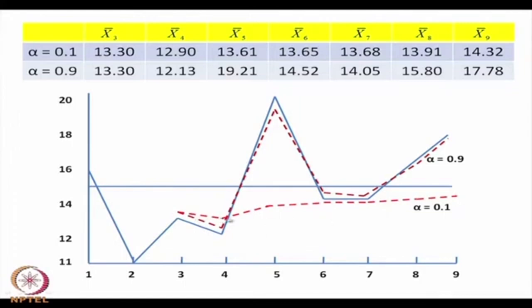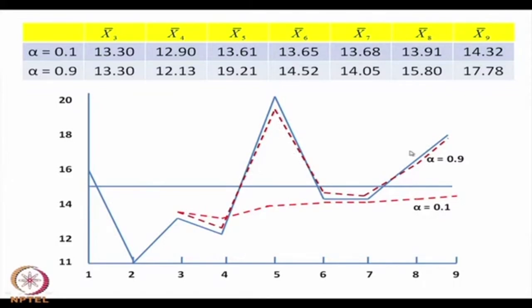X bar t goes down a little bit here and then slowly rises, does not consider so much of fluctuations. It does recognize that there is a rise in the average value. The average here was much less, but the average here was much higher. It is increasing, but not at a very fast rate. And when we had taken alpha equals 0.9 instead of 0.1, the brownish red dotted line is closely following the actual value.